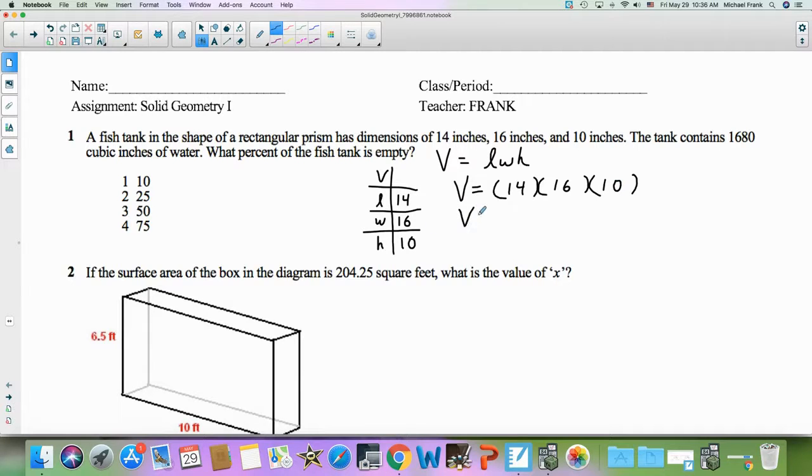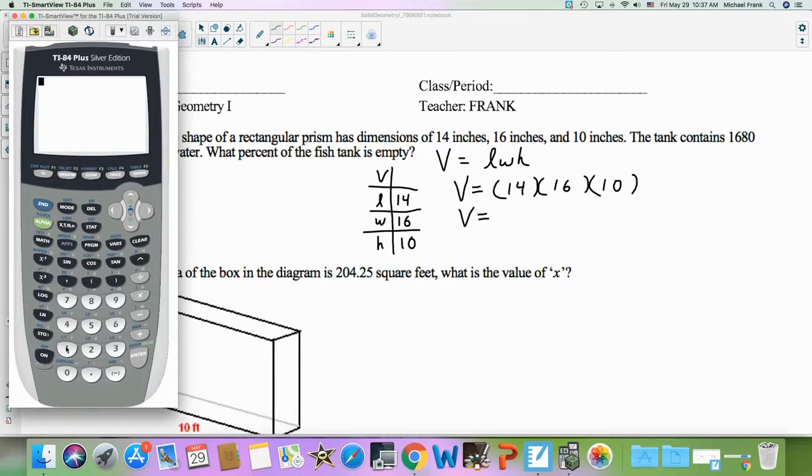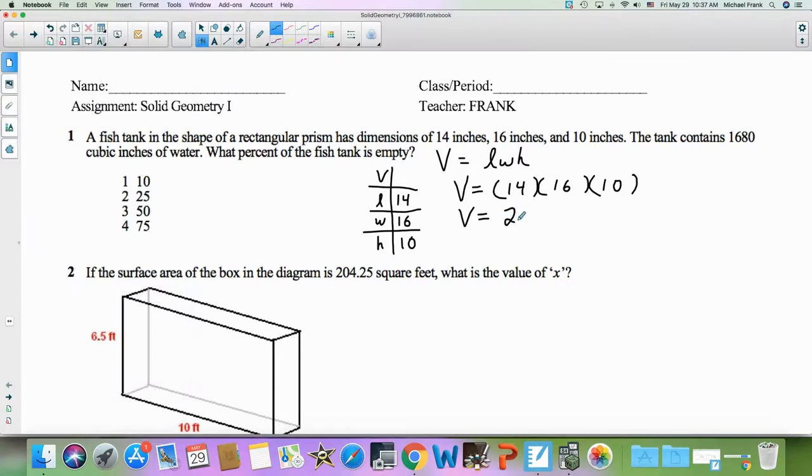And that's going to give us a total volume of 14 times 16 times 10, which is 2,240. And this is in inches. You can just write inches cubed, right? Well, that is the actual fish tank.